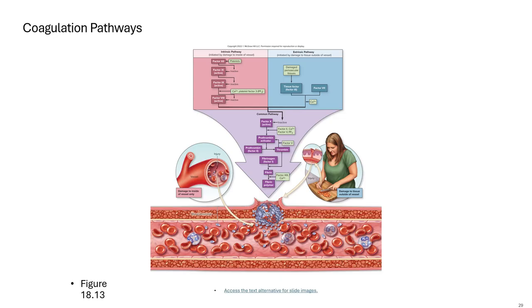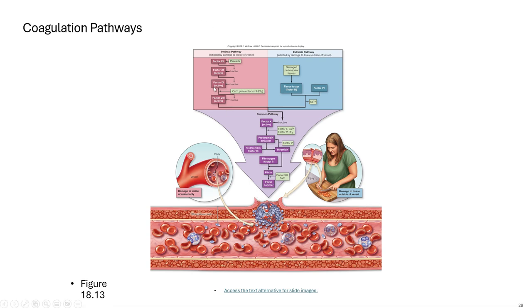So here you can see another schematic, another graph showing largely the same thing, right? So again, intrinsic, so 12, 11, 9, and 8. Extrinsic, 3 and 7, both activating factor 10. Factor 10 activates prothrombin activator, which converts prothrombin to thrombin. Thrombin converts fibrinogen to fibrin. Fibrin, along with factor 12 and calcium, is helping to stabilize our clot, right? So that kind of meshwork that lies over a clot to help stabilize it, right?